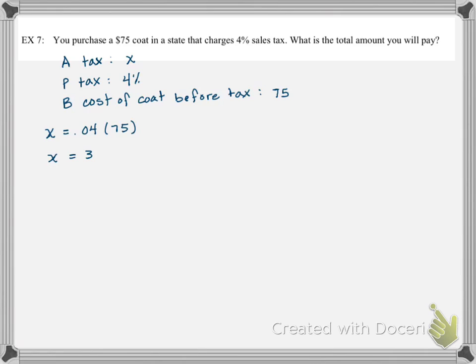What did I just find? Yeah, I found what the sales tax is, right? What do I want? The total. So I have to add that sales tax on, because you still have to pay for the coat. So the total cost is $78.